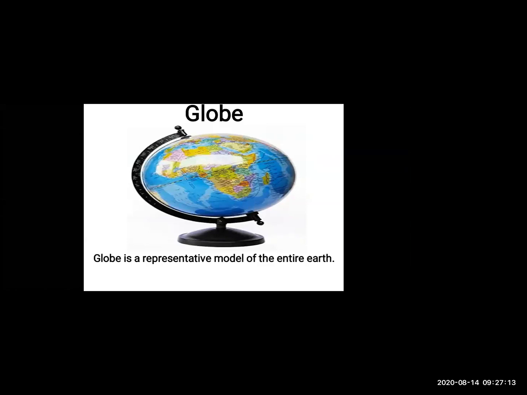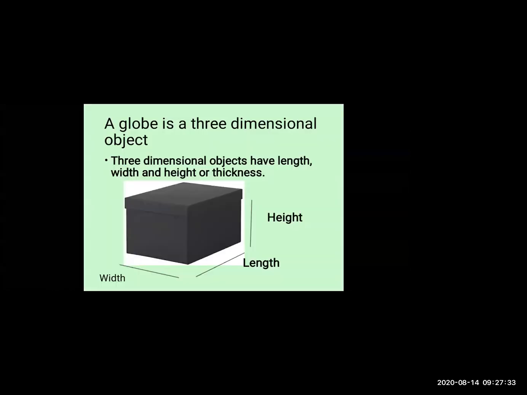A globe is a representative model of the entire earth. Entire earth, that means all regions on the earth. So now we are going to get more information about the globe, as we have studied about the map. Now this is a globe. See, a globe is a three-dimensional object. As we have learned that a map is a two-dimensional object, but the globe is a three-dimensional object.